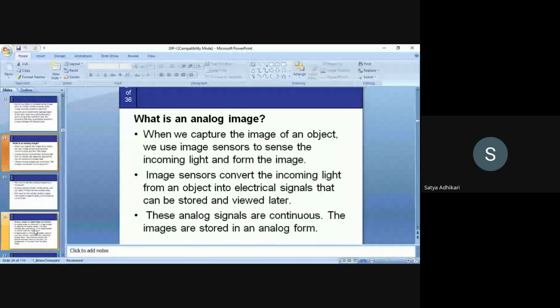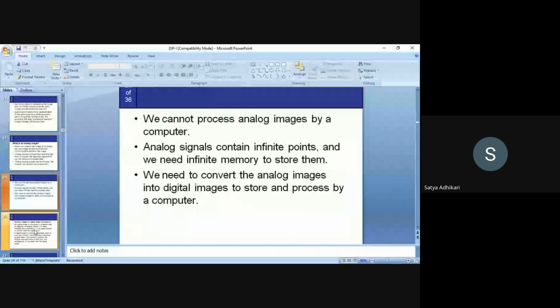the image sensor senses the incoming light from the image. The image sensor converts the incoming light from the object into an electrical signal that can be stored and viewed later. The analog signals are continuous and the images are stored in analog form. So when we take an image on your phone, it is in analog form, as we have discussed, and we cannot process an analog image by a computer. So that is why we need to convert it to a digital form.